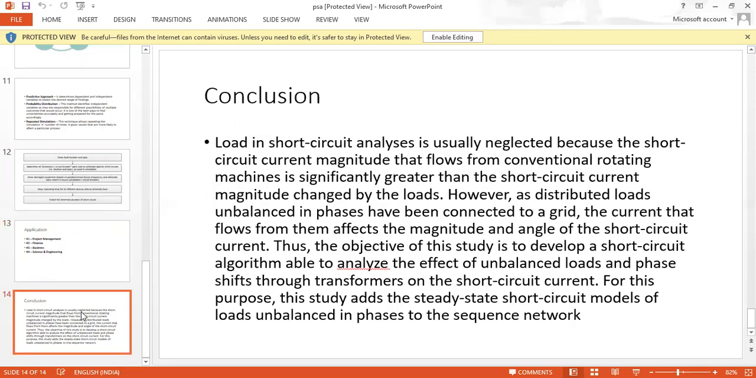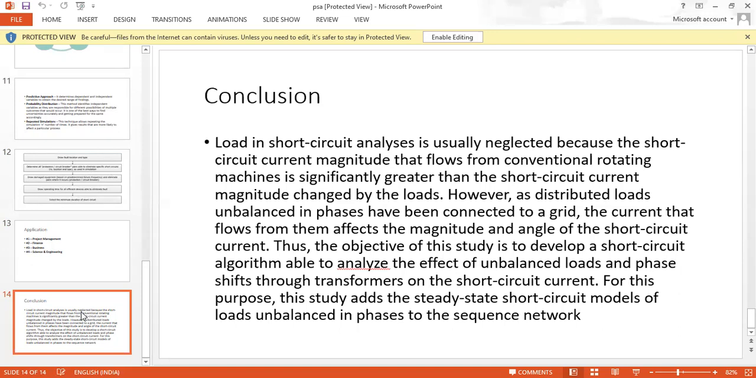At last, the conclusion: load in short circuit analysis is usually neglected because the short circuit current magnitude that flows from conventional rotating machines is significantly greater than that contributed by the loads. However, as loads unbalanced in phases have been connected to a grid, the currents that flow from them affect the magnitude and angle of the short circuit current. Thus, the objective of this study is to develop a short circuit algorithm able to analyze the effect of unbalanced loads and the phase shift through the transformers on the short circuit current.